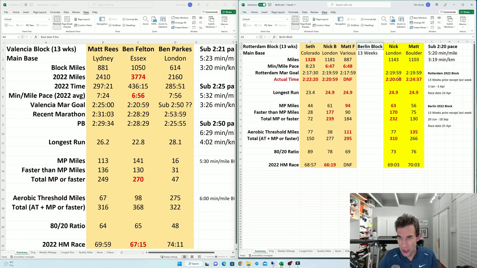It's similar for the build-up to Berlin. Nick did a very similar amount of mileage. Matt did a bit more. Matt actually managed to finish this time. He had a very valiant effort there of 2:24:37. And Nick was just 9 seconds shy of his sub-2:20 target. So hopefully the next one he'll be able to get that.